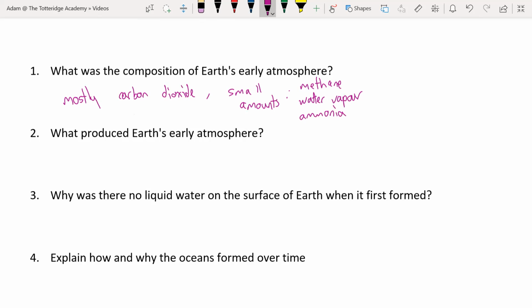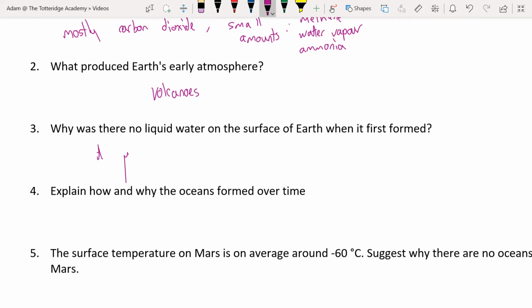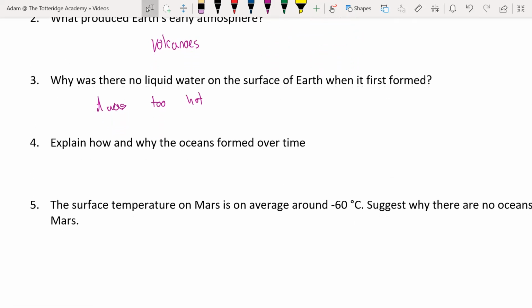What produced Earth's early atmosphere? Volcanoes. Whoa, that was unanticipated. Volcanoes. Why was there no liquid water on the surface of Earth when it first formed? It keeps doing this today. It was too hot. Explain how and why the oceans formed over time. So we would say Earth cooled and the water vapor condensed.